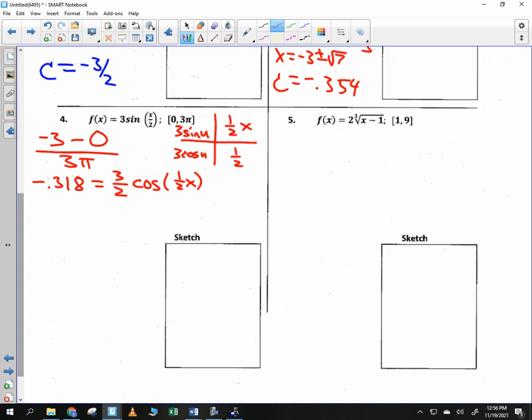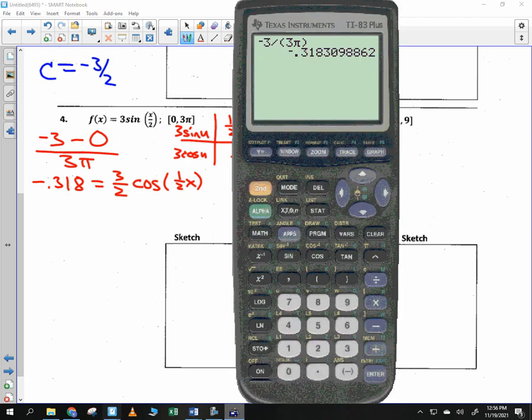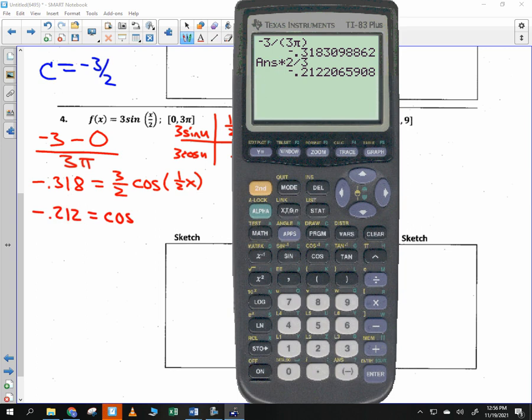I want to solve that. That takes us back to our equation solving days. What do we do to solve this equation? What do you want to move first? The 3 halves, so I can multiply both sides by 2/3. Good. So I'm going to multiply by 2 over 3. And I get negative 0.212 is equal to cosine of 1/2 x.